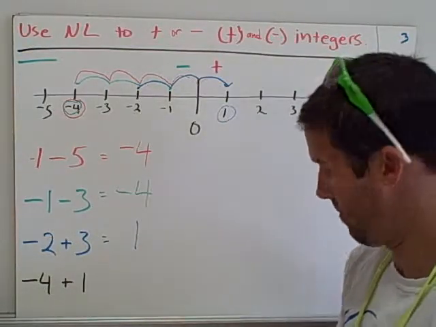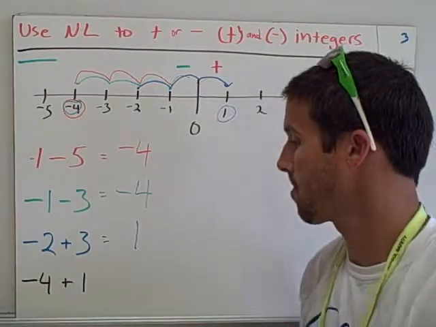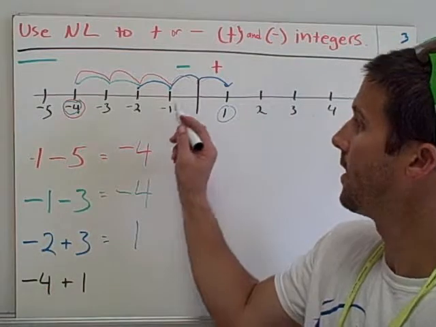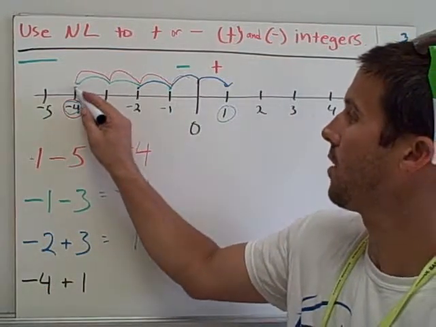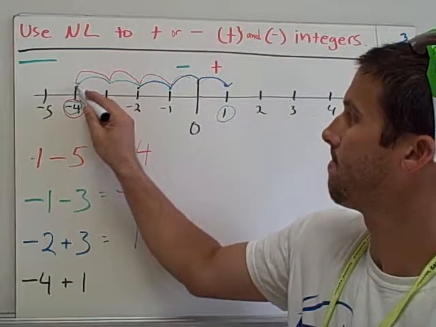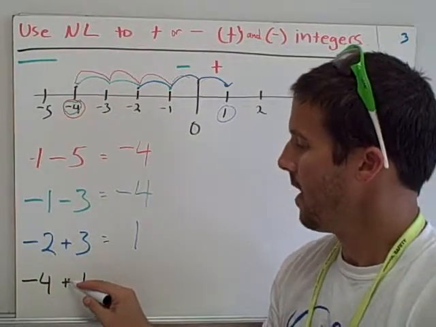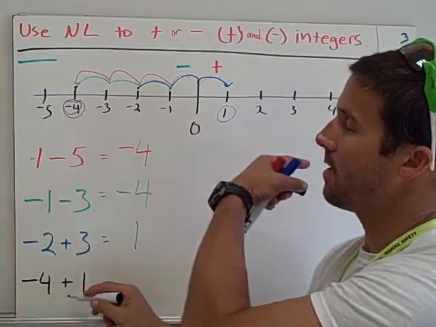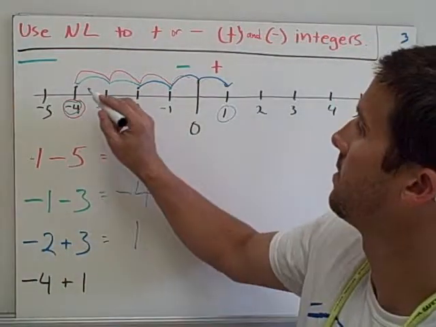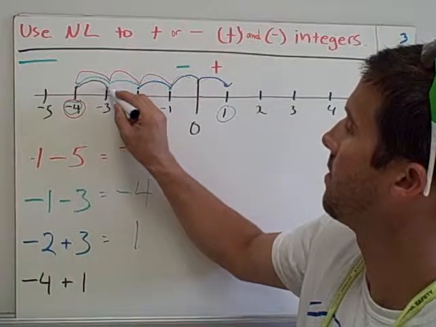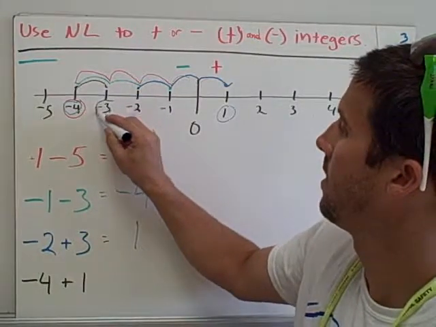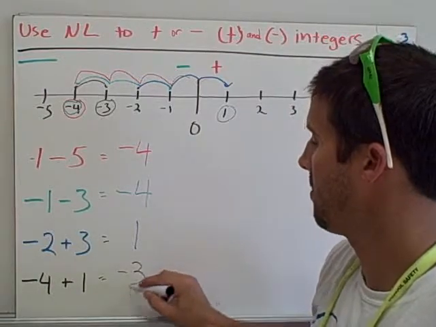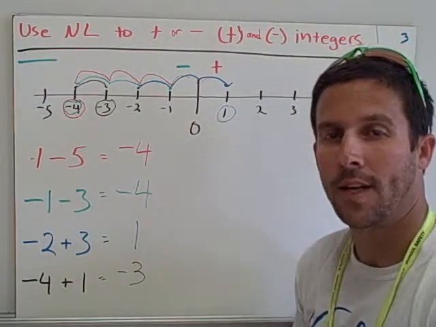And for the last one, gotta get my black marker here. Last one, we start at -4. So let's find -4. We're over here where all the other ones ended up. And we're going to add 1. So that means we're going to go to the positive side only 1 time. And there we go. 1 time. I finished at -3. So automatically, my answer is -3.